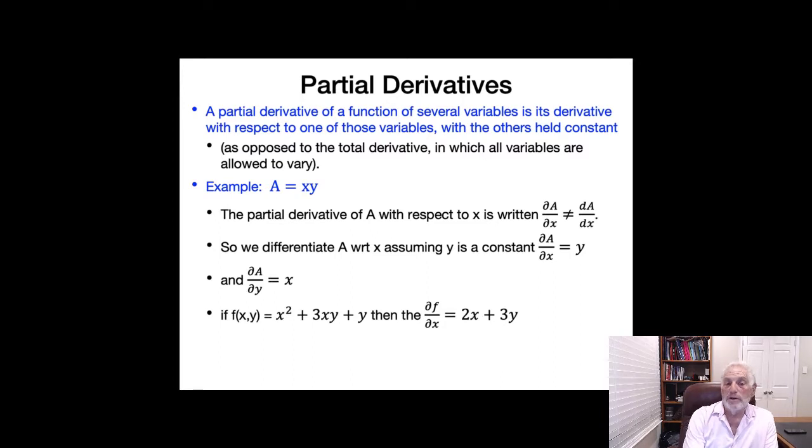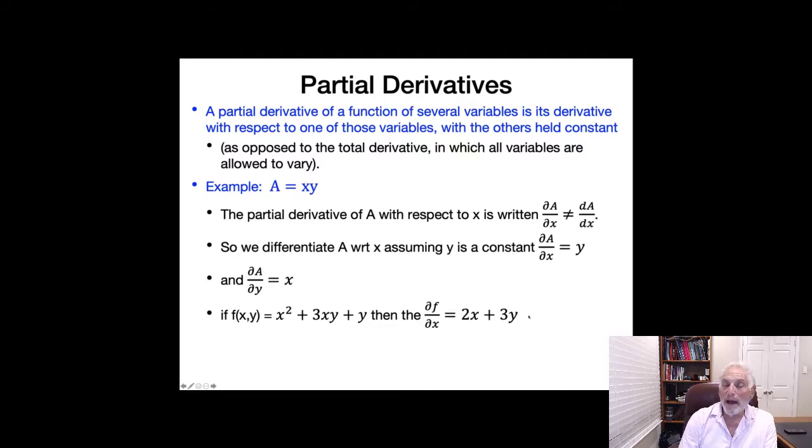Let's say we had a slightly more complicated function of x and y, and the function is x squared plus 3xy plus y. Then the partial of f with respect to x is simply the derivative of the first term with respect to x, which is 2x, plus the derivative of the second term, which is 3y, and for the third term, y is held constant, so the derivative of y with respect to x is 0. So this gives us our partial derivative.